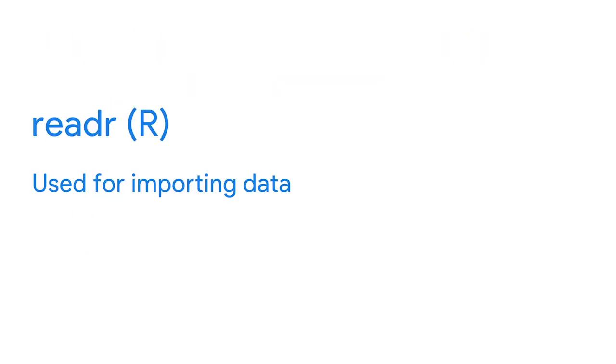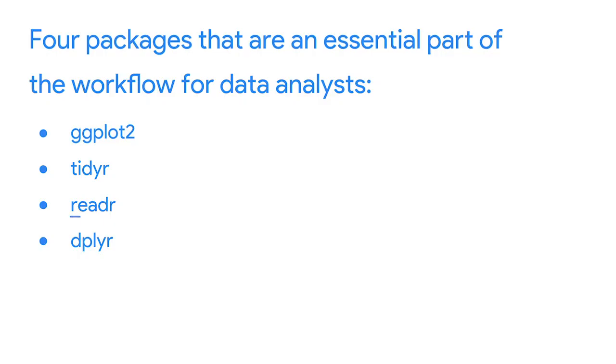Next, we have readr, which is used for importing data. The most common function from readr is read_csv. This will import a CSV file into R. A CSV file contains data separated by commas in a table format.